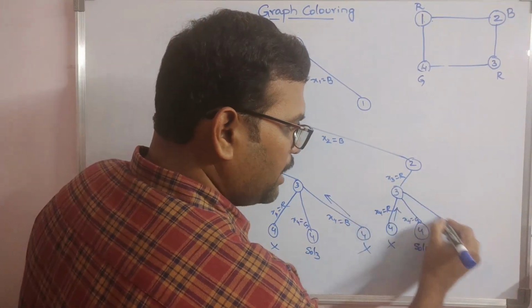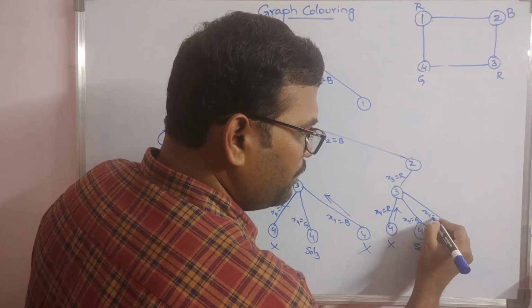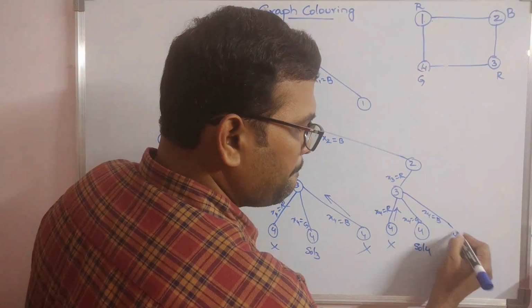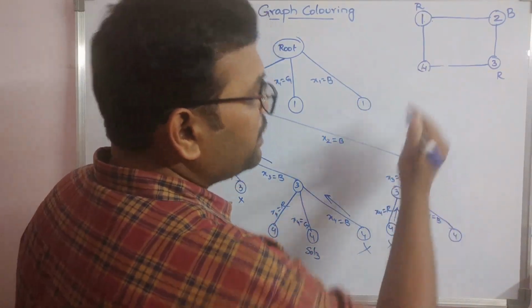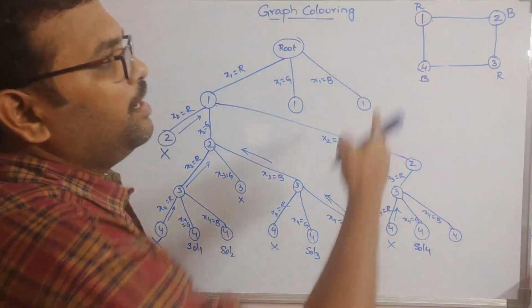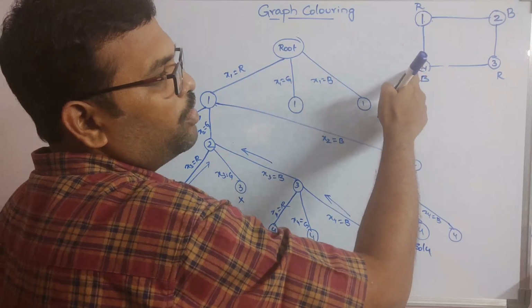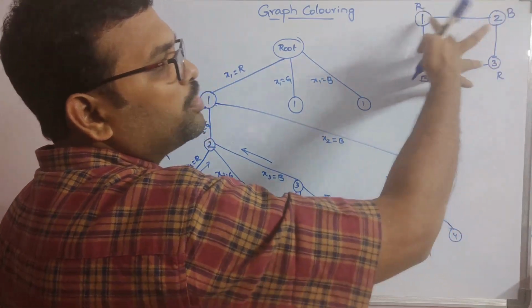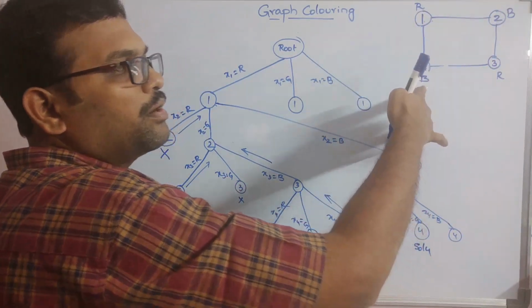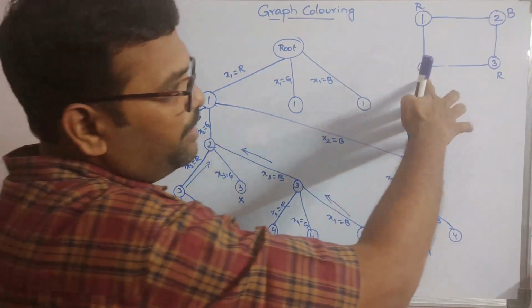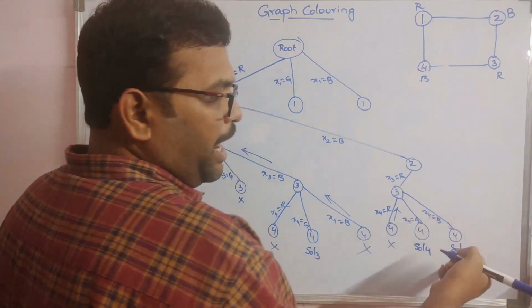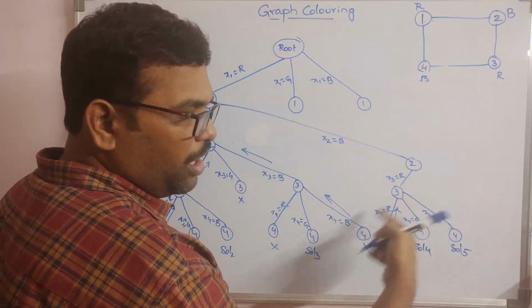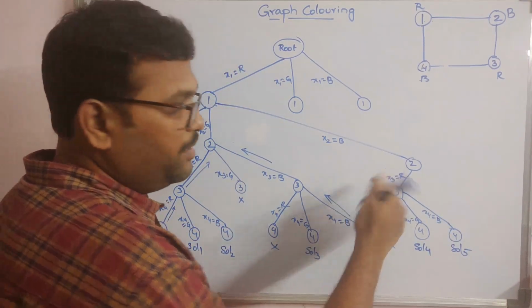And what is the next alternative? If x4 is filled with blue, what happens? It may lead to feasible or not. So it is filled with blue. You can check the adjacent nodes for 4 are 1 and 3. Both are filled with red. So 4 can be filled with blue. Yes. So this is one more solution. And we have completed all the 3 possibilities from region 3.